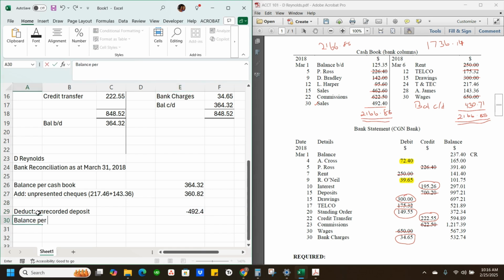Balance per bank statement is what we will have to figure out next. And hopefully if all this is correct, if we captured all the information in the correct place, our balance per bank statement should come back to the 532.74 that we see over here on our bank statement. All right, let's see what we get. Just going to sum everything.